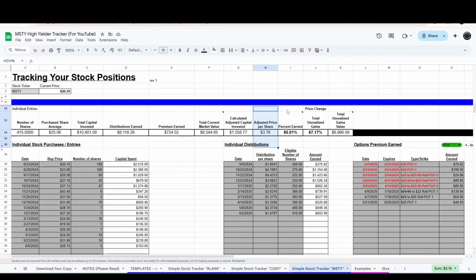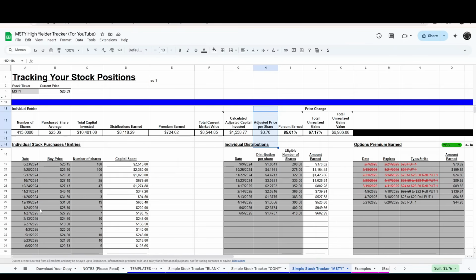because that shows you that if I count in my distributions and I add back into my premium here that I've earned on options, and I subtract that from the capital that I've spent, I'm not at a $25.06 average. I'm at a $3.76 average. Now that is something to be excited about.